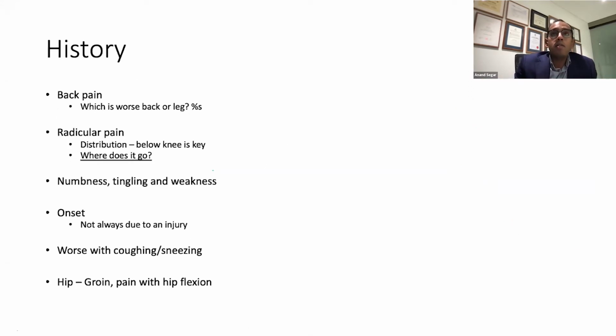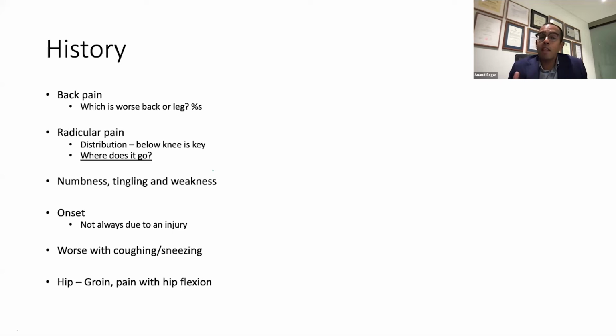So in the history with someone with radiculopathy, what I want to know is, where is the pain? Is it in the back or is it in the leg? And how much of it is in the back versus how much of it is in the leg? Is it mostly leg dominant or mostly back dominant? Where does it go in the leg? And I spend a lot of time focusing specifically on where the pain goes in the leg. Does it go below the knee? If it doesn't go below the knee, if it's on the posterior aspect of the thigh, then it's unlikely to be radicular. Where do they get numbness, tingling, and do they have any weakness?